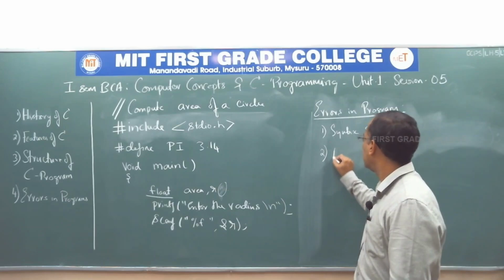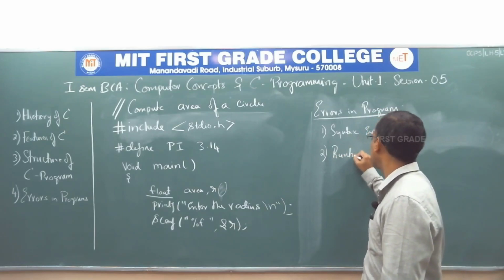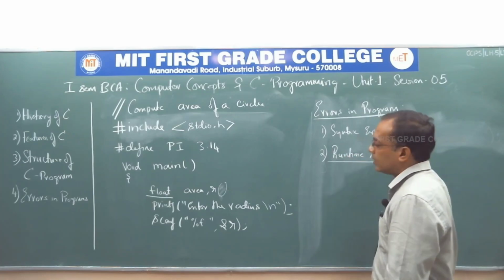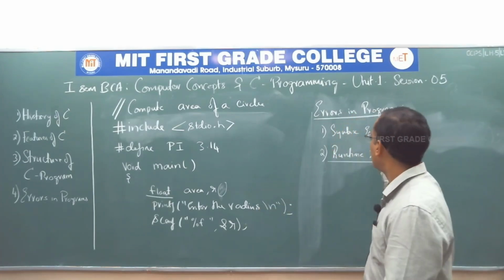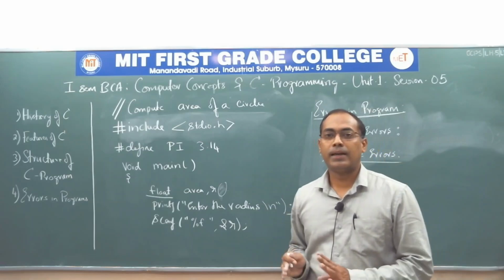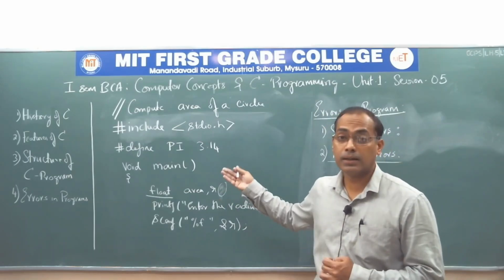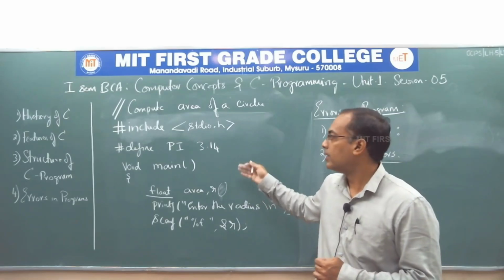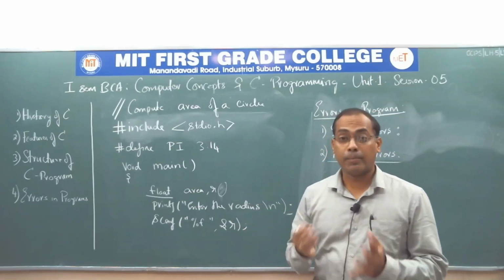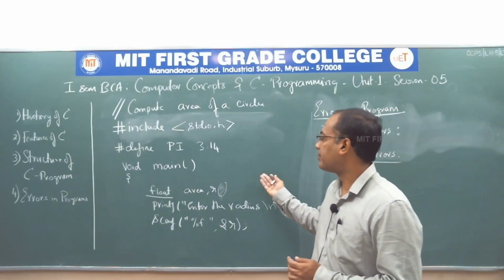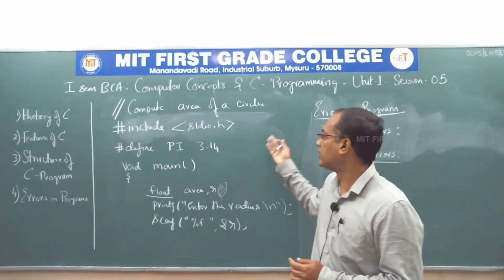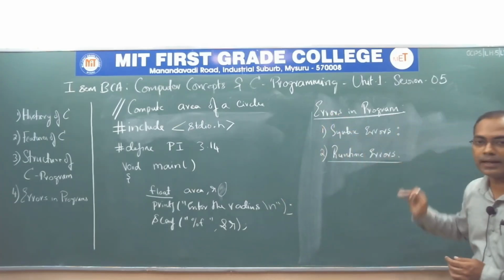The next error is called runtime errors. Runtime errors, as the name tells you, arise when the program is in execution or in running state. So after you compile it bug free and then run the program, if any error is encountered, such kind of error is called a runtime error.